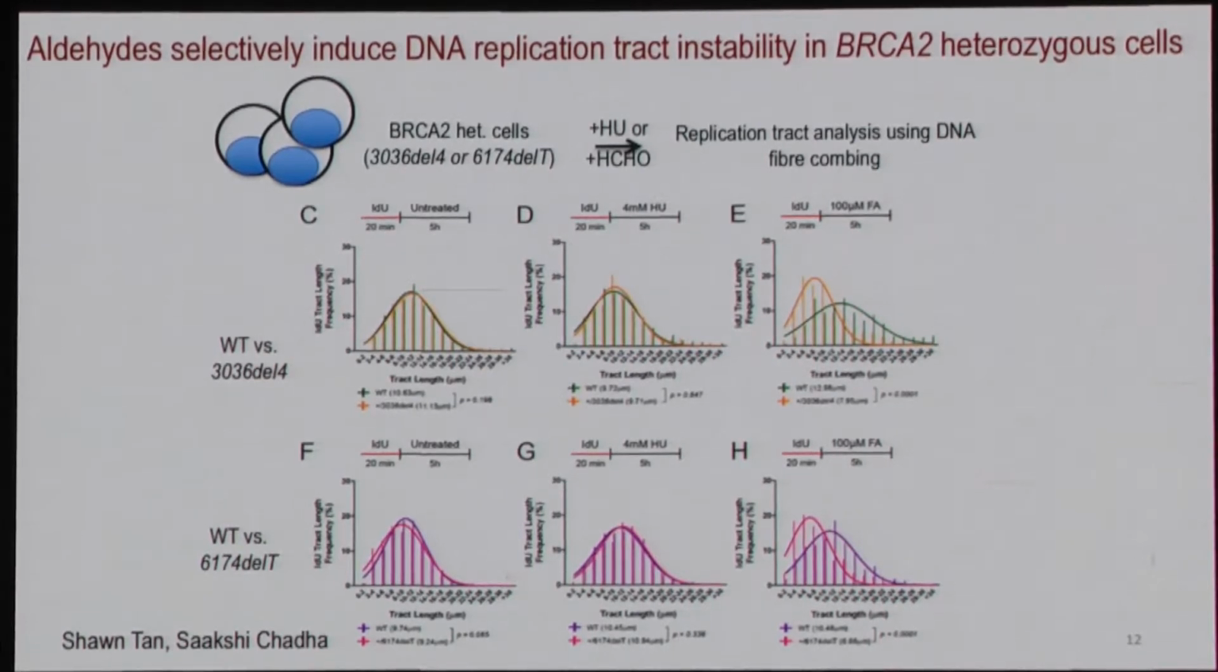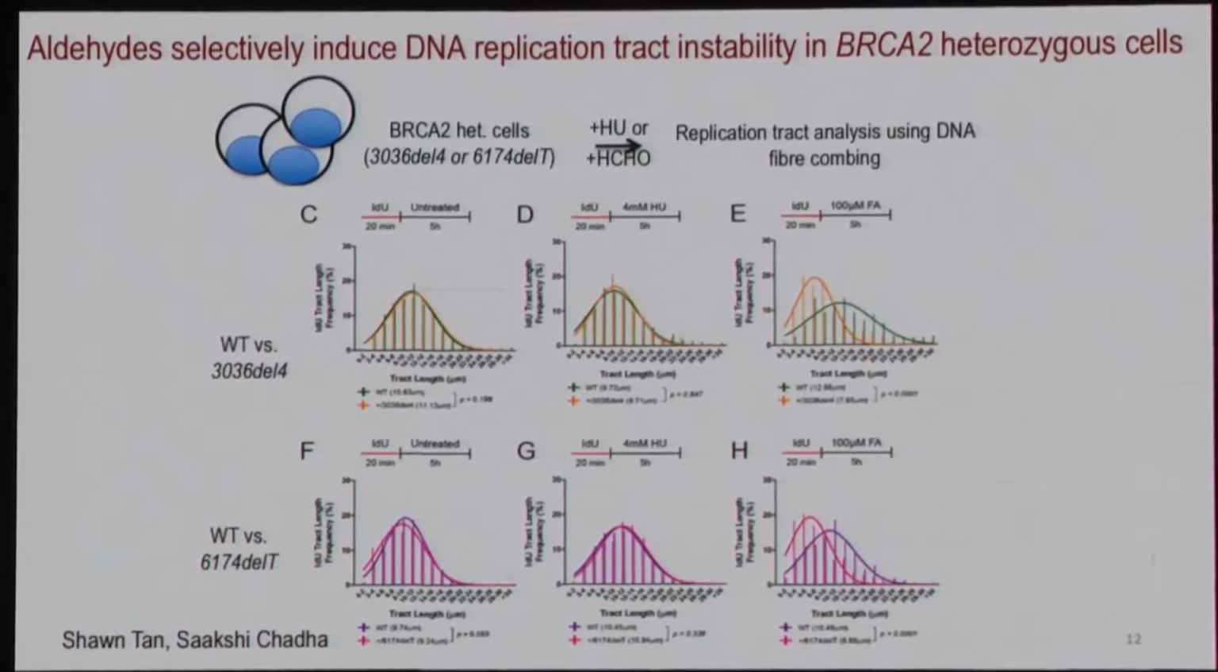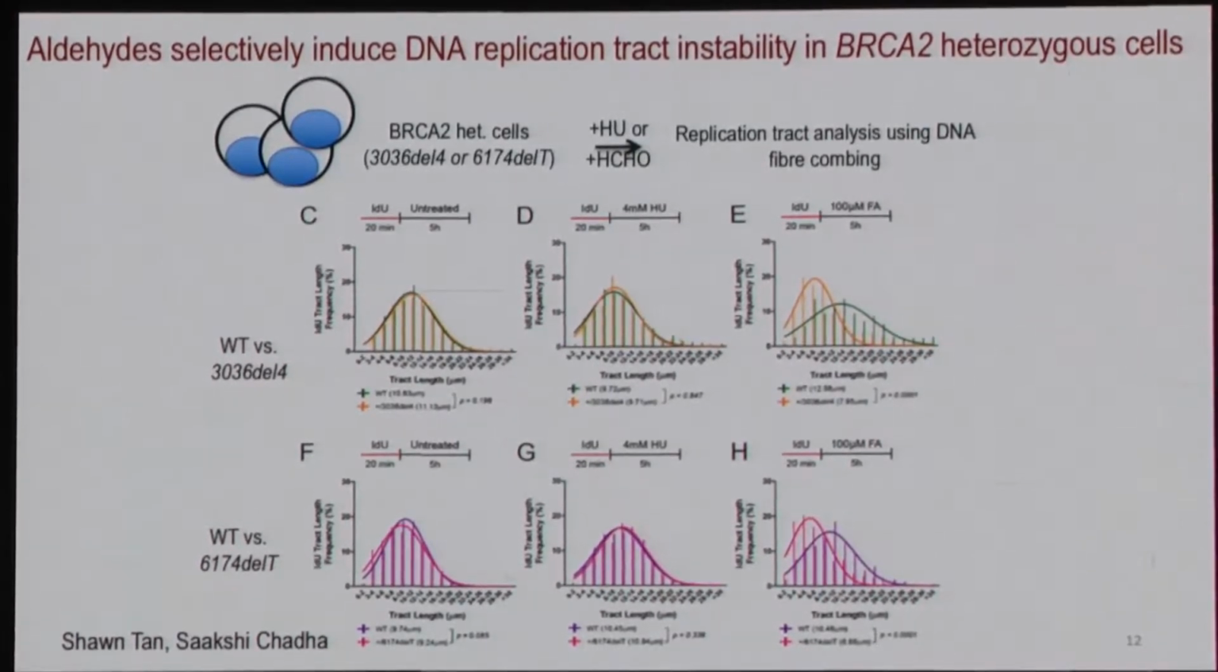that there is a selective effect of the aldehydes in inducing replication tract shortening, not in wild-type cells, but in BRCA2 heterozygous cells, and this effect is not seen with many other DNA-damaging agents.